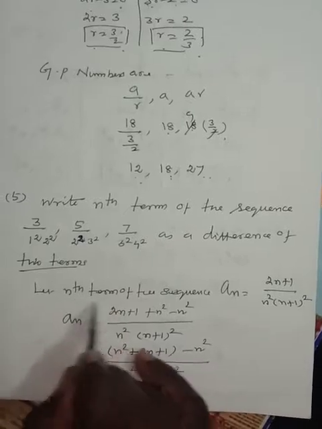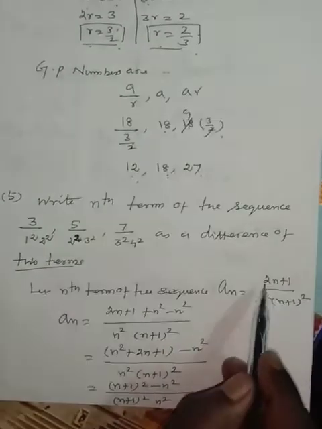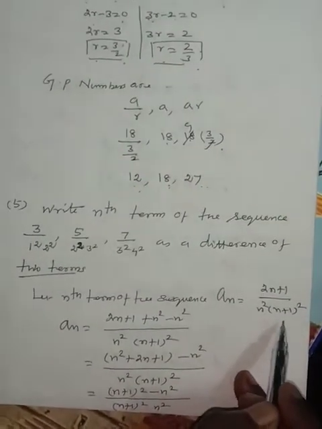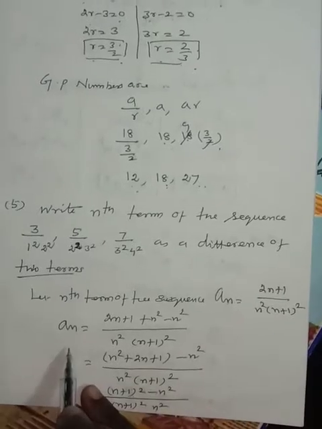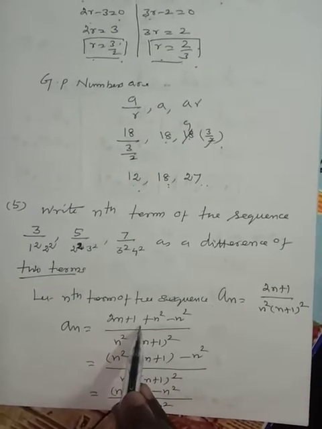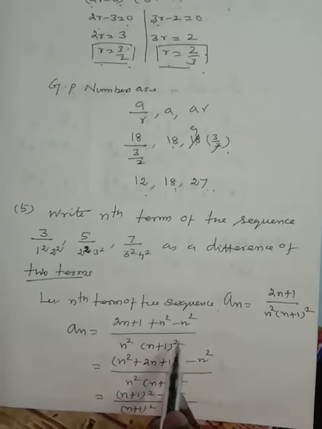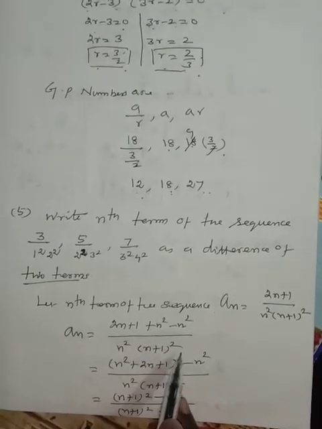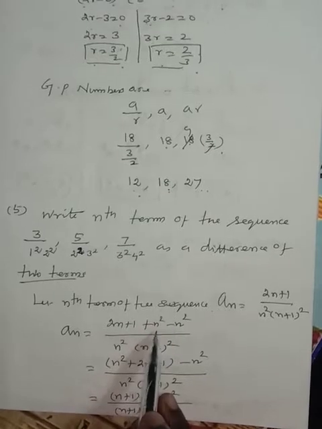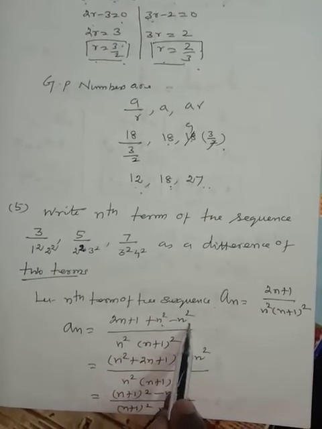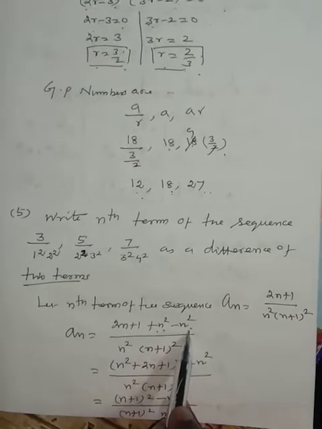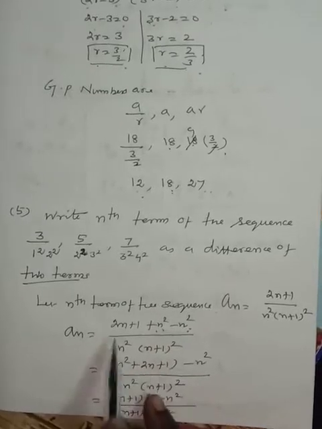Let the nth term of the sequence a n be equal to 2n plus 1 divided by n square into n plus 1 whole square. a n is equal to 2n plus 1 plus n square minus n square whole divided by n square into n plus 1 whole square. Add and subtract n square in the numerator, we get the given a n.